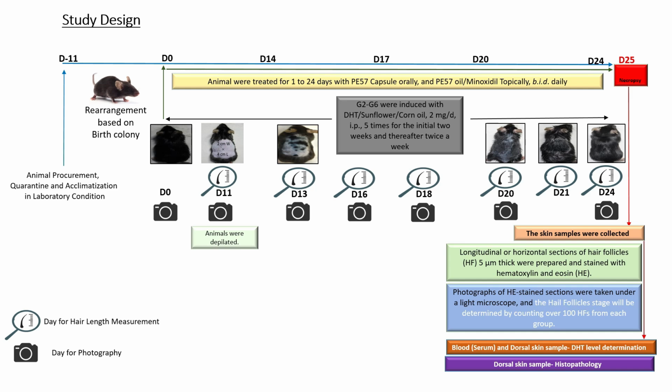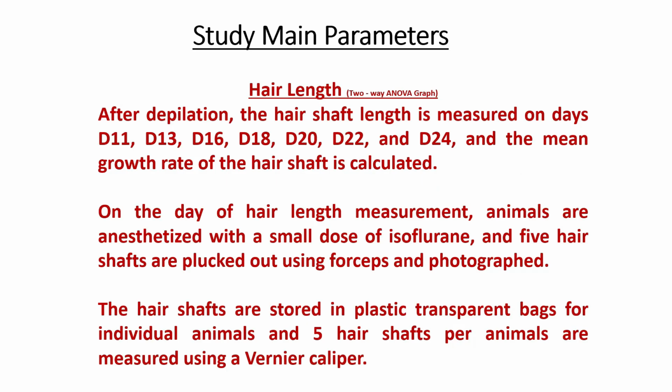Next we will see what parameters we will analyze during the experiments. Here, first is hair length. What procedure we are doing during measurement, we will see here. For hair length, after depilation, the hair shaft length is measured on day 11, 13, 16, 18, 20, 22, 24, and the mean growth rate of the hair shaft is calculated.